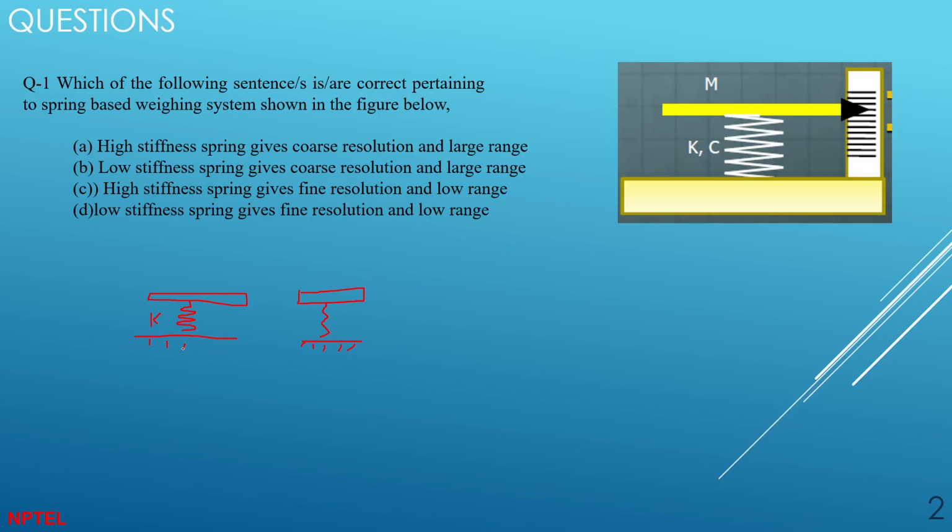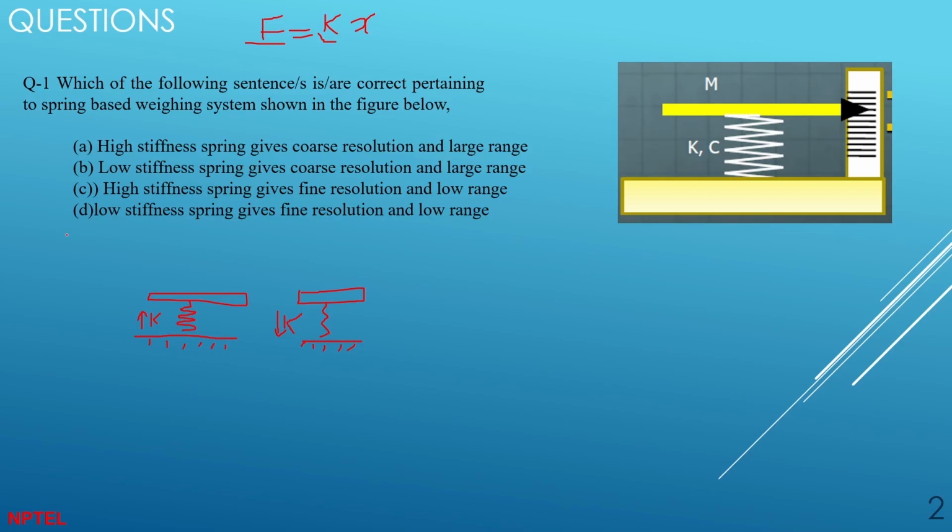Here A is the smaller one, and B is higher, so it's a high stiffness. I think you know the basic formula, F equals K x. If you have a high stiffness K, it can take higher forces. If you have a low stiffness K, it can take lower force. How highly stiff it is, it can take a higher load. But here the case is different.